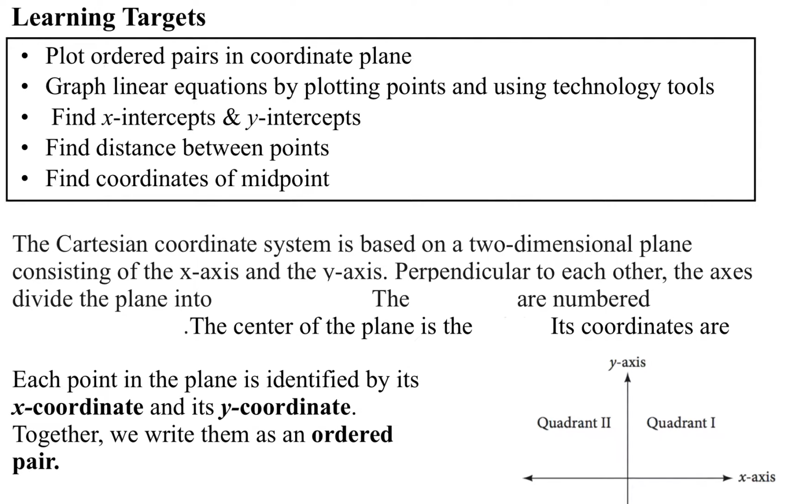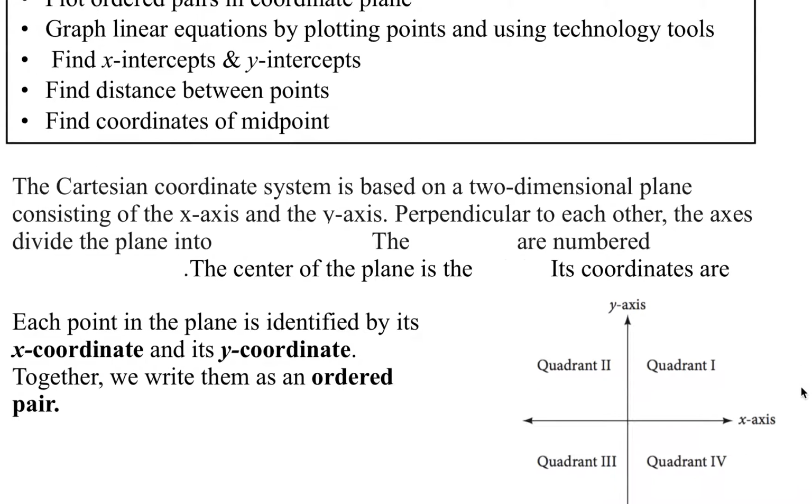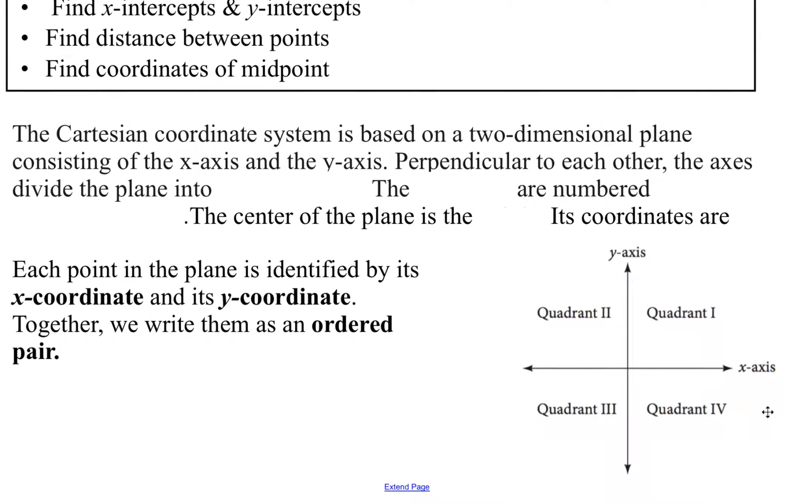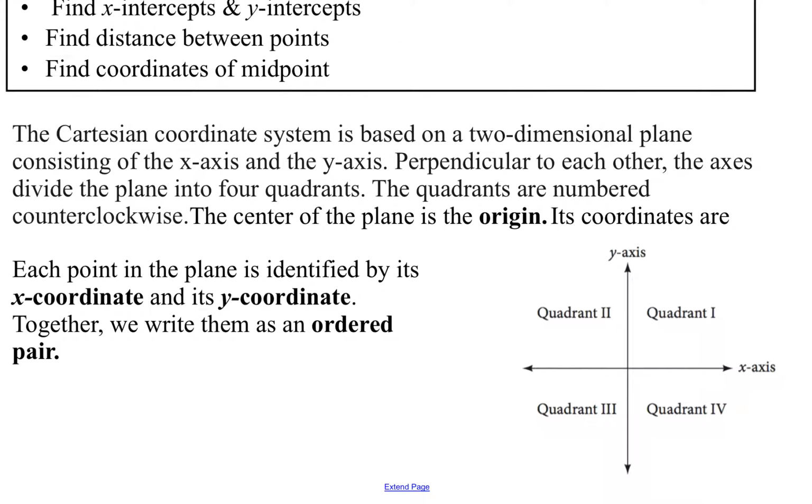I'm going to zip through some of this pretty quickly because I think most of this should be review for you from Algebra 1. So we have what we call the Cartesian coordinate system, and it's based on a two-dimensional plane where we have our x and our y-axis, and they are perpendicular to each other. The y-axis is vertical, the x-axis is horizontal. They divide the plane into 4 quadrants that are numbered counterclockwise, and in the center we have the origin, and the coordinates of the origin are 0, 0.